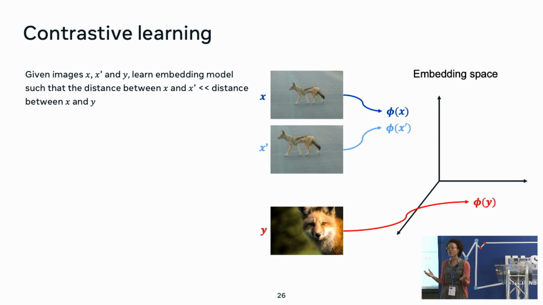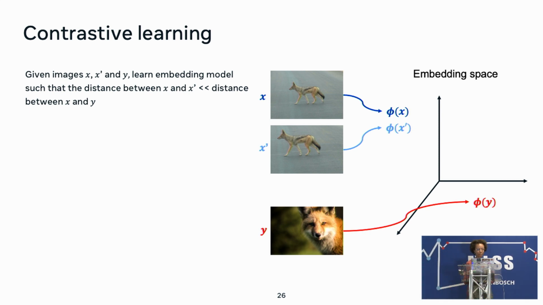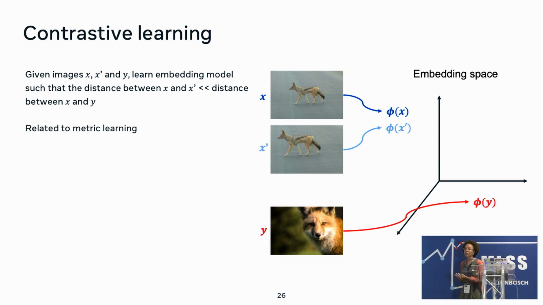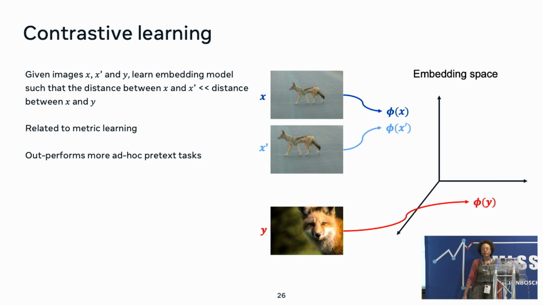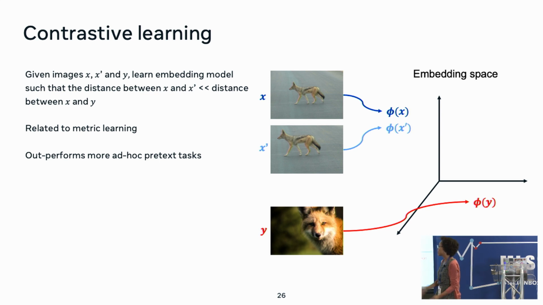And there are many ways of instantiating this high-level principle. For those of you who are familiar with metric learning and thinking, okay, this looks very similar to metric learning, it does, because it is. So that's just a signpost for those of you who might be familiar. And what we'll see is that this approach, and many different variations on this theme, performs quite well, even outperforming a lot of the more ad hoc tasks I was mentioning before.